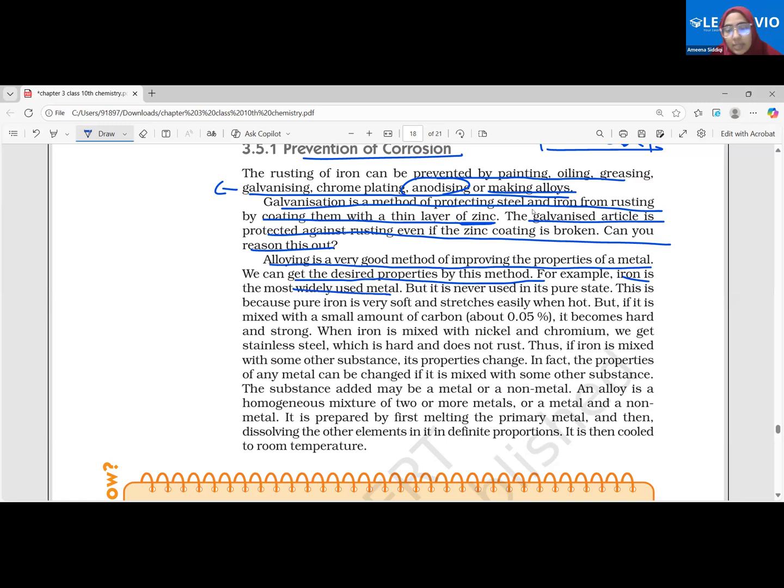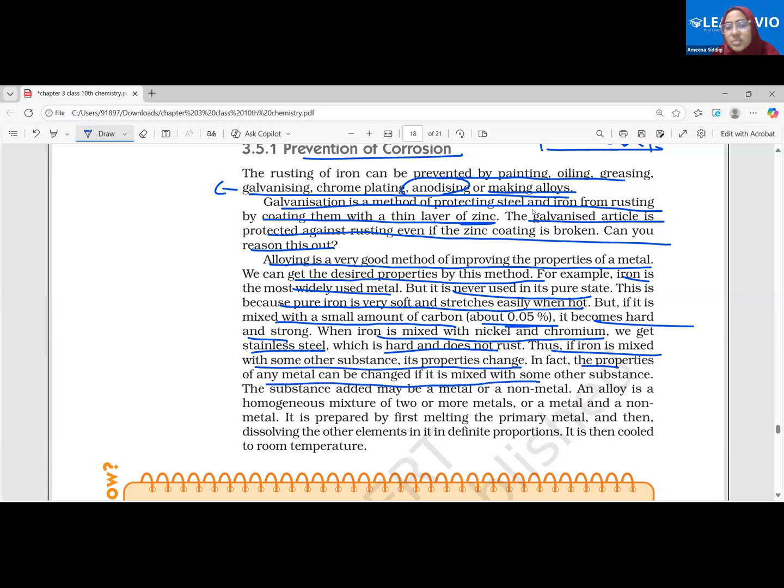Iron is the most widely used metal, but it is never used in its pure state. It is used in the alloy form, because pure iron is very soft and it stretches very easily when hot. But if it is mixed with a small amount of carbon, that is just 0.05%, it becomes hard and strong. We have seen the iron we use is very hard and strong, right? That is because of the presence of 0.05% of carbon in that iron. When iron is mixed with nickel and chromium, we get stainless steel. Very important. It's an alloy which is hard and does not rust. Nickel and chromium will not react with the oxygen, so it will not rust. Thus, if iron is mixed with some other substance, its properties change. In fact, the properties of any metal can be changed if it is mixed with some other substance. That is nothing but the properties of alloys.